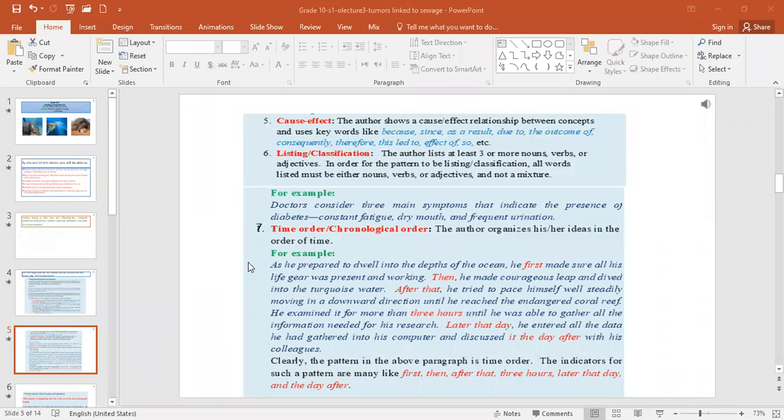Now the 7th and final one is time or chronological order. In this pattern, usually used in the narrative, the author organizes his or her ideas in the order of time. For example, who can read the paragraph now for me? Who doesn't have an issue with his mic or her mic? Celia, can you read the paragraph?